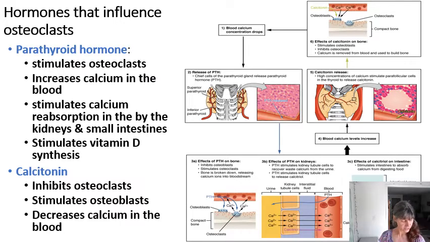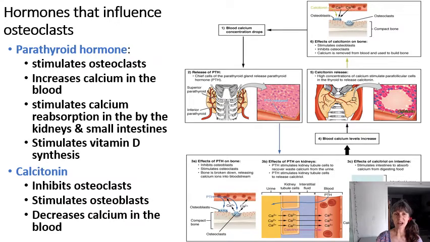Parathormone is going to stimulate osteoclasts to break down bone matrix, and that releases calcium and phosphorus into the bloodstream. Parathyroid hormone will stimulate calcium resorption in the kidneys and the small intestines, and it also helps to stimulate the synthesis of vitamin D.